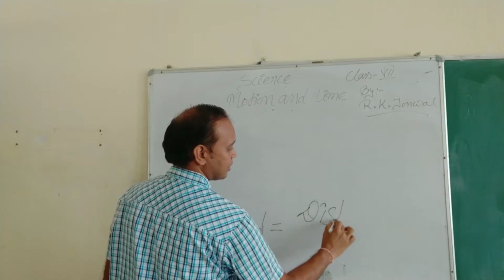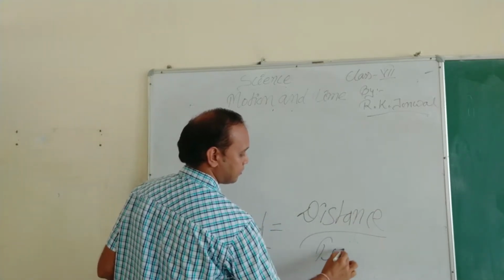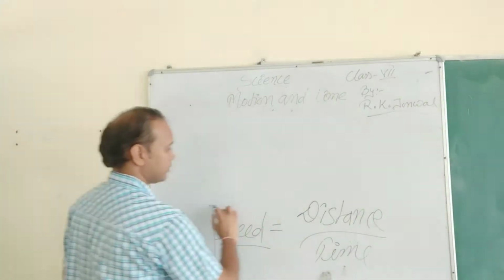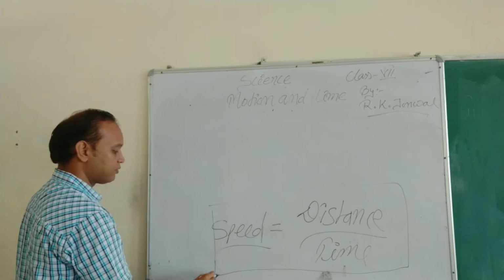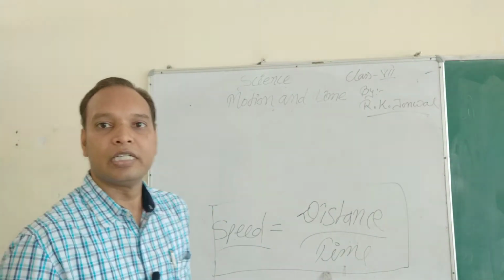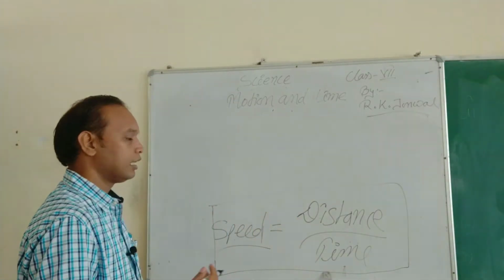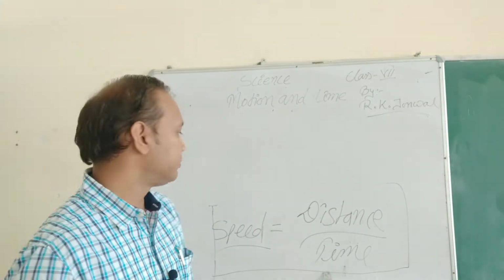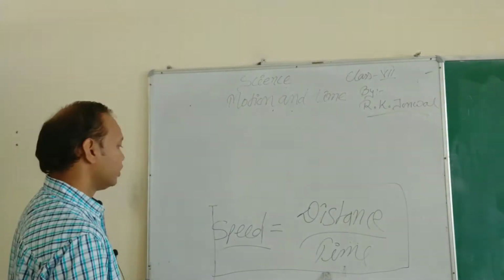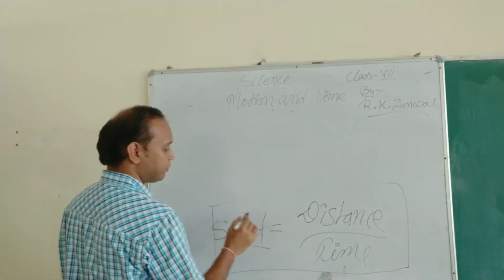Distance upon time. So that is the formula of speed. You should learn this formula and remember it all the time. If you study physics in your next classes, in 11th or 12th, then it is very important. Speed is equal to distance upon time. So you can also find the distance with the help of this formula.